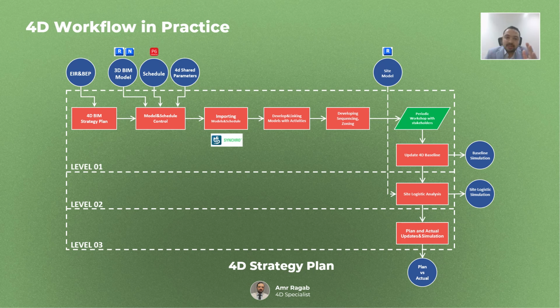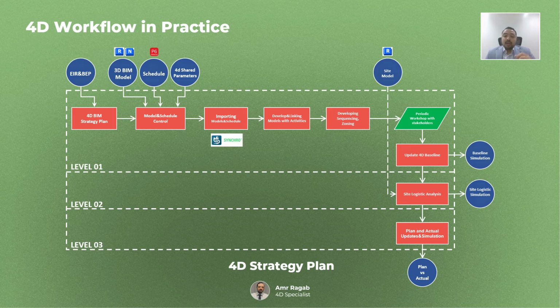So as you can see, the 4D workflow is not a single step. It's a continuous cycle of planning, linking, updating, and improving. When done properly, it creates a powerful feedback loop between the site and the digital model, helping everyone make faster and smarter decisions.